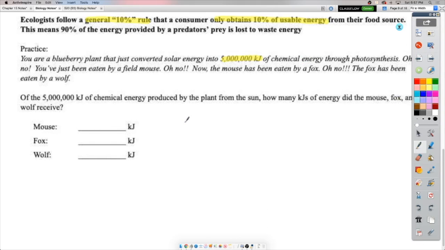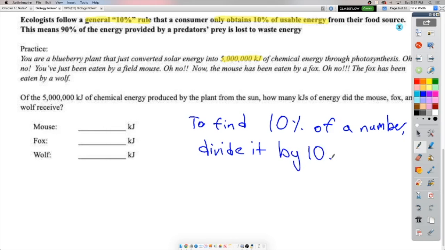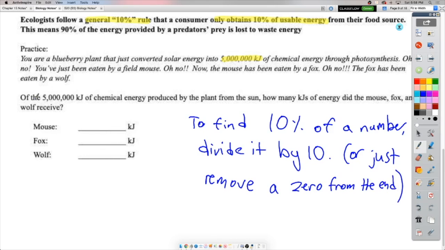So to find 10% of a number, divide it by 10. Or you could think of it as just drop a zero, right? So from the 5 million kilojoules that were in the blueberry plant, the mouse will get 10% of that. So divide by 10 or just drop off a zero. So now, right, one less zero. There were 6, now there's 5. That's how many kilojoules the mouse will get.